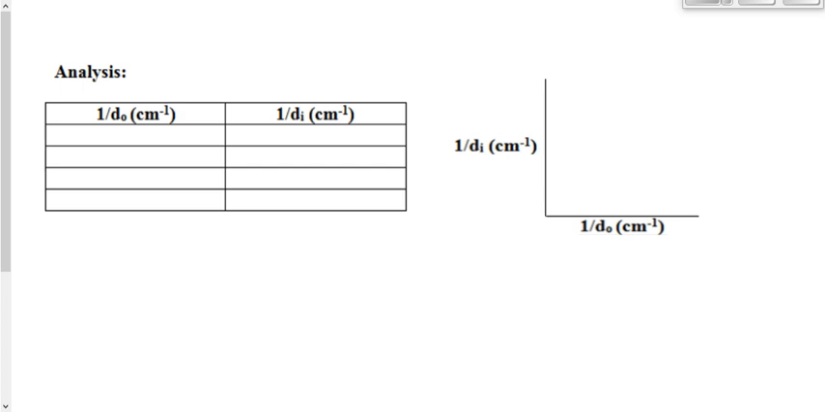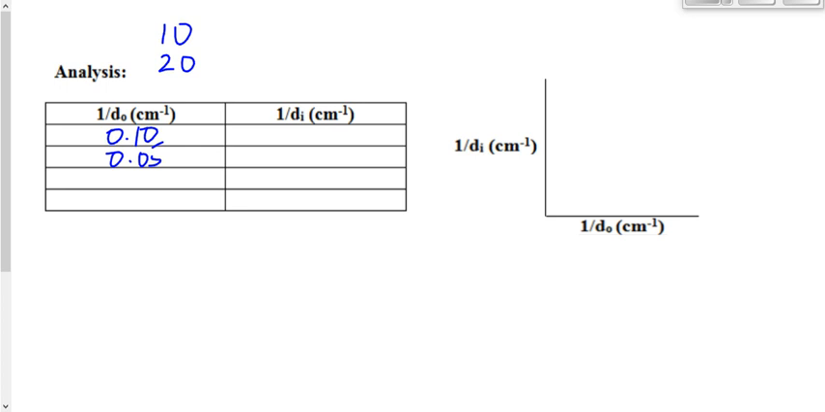This is data, this is analysis, where we're going to take the inverse of all my object distances and the inverse of all my image distances. So if my first object distance was 10, 1 over DO will be 0.10. If my second object distance was 20, then my second 1 over DO will be 0.05, and so on. Literally just flip them over. You can do that on your calculator, or you can do that as a function in Google Sheets. Either one works just fine.